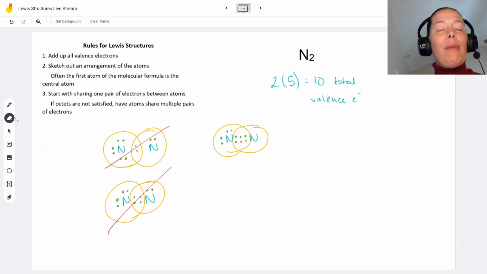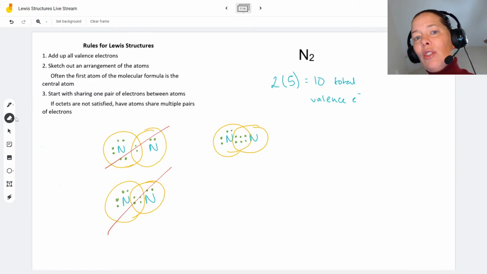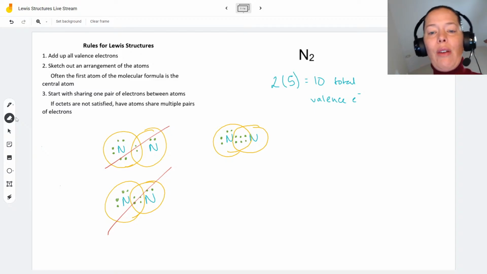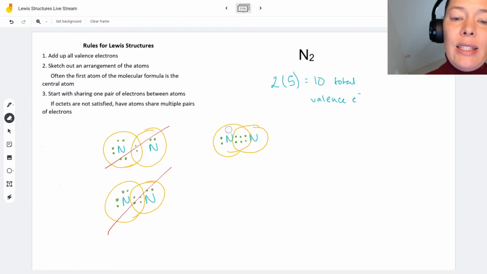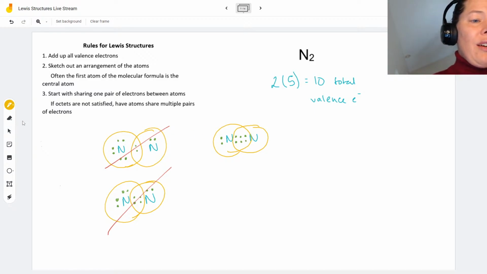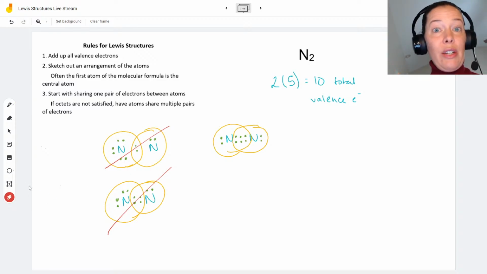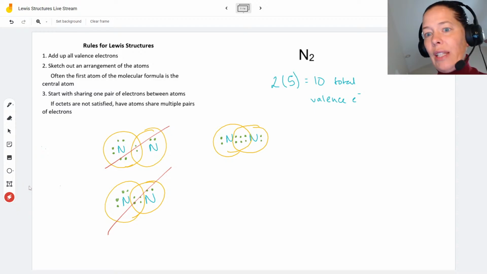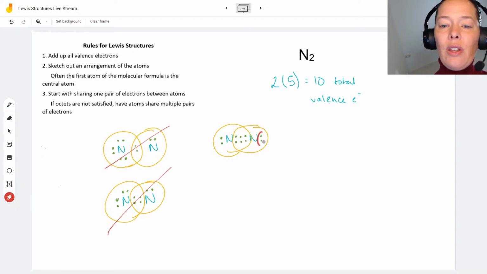So this is what I mean by guess and test. You're constantly counting and checking and moving things around. So just like we did with our previous attempt, even though it turned out wrong, let's take a pair of electrons here. Let's move it to the nitrogen that doesn't have enough. Now, when you move pairs of electrons around like this, always double check and make sure that you still have the correct number of valence electrons. So I should have 10. So 2, 4, 6, 8, 10.